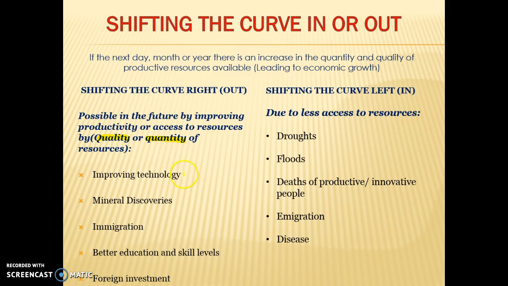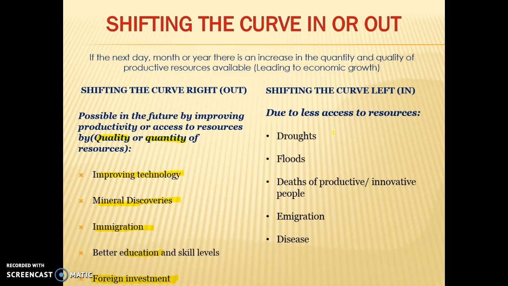So how do we shift the PPF out? We improve our technology. We invest in infrastructure. We discover new minerals to improve our land resources. We immigrate to have more people here, so improve the quantity of our resources and the quality, because a lot of these people will have skills, they'll be intelligent, they'll bring better production techniques to the workforce. We educate our citizens, or we get foreign investment, which basically means we get other countries to lend us money so that we can spend money on technology and infrastructure to boost our productive capacity. So foreign funds is really important for boosting our PPF as well.